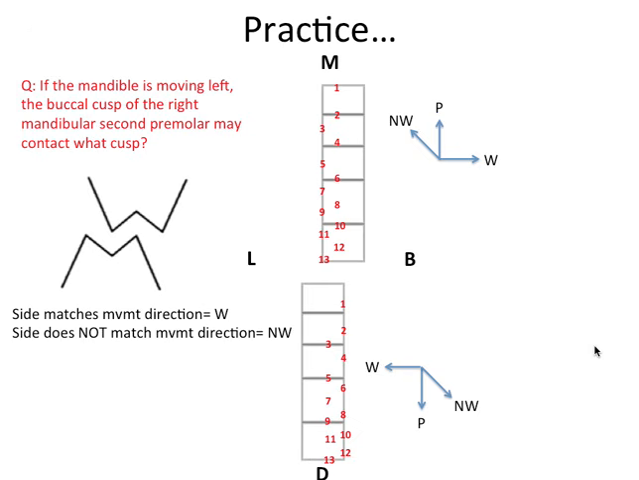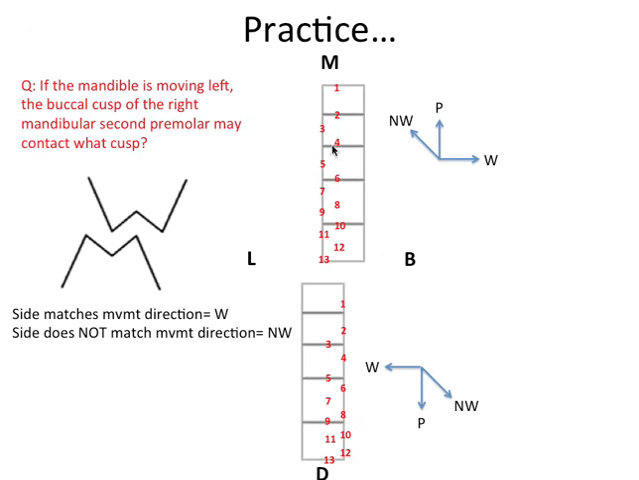All right, so let's practice using the occlusal grid. I think this is really helpful, again, in exams and in board situations. So let's give this a shot. If the mandible is moving to the left, the buccal cusp of the right mandibular second premolar may contact what cusp? If you want to go ahead and try this out on your own, you can pause the video. If not, we're going to go through it together right now.